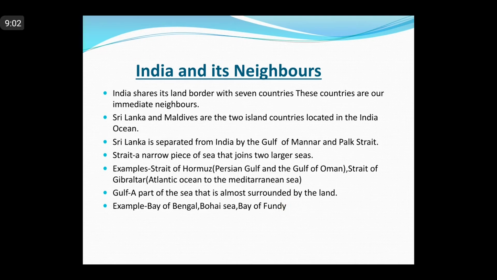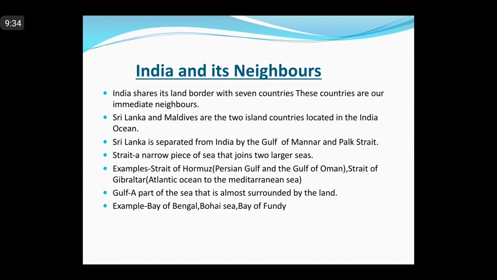Now, what is a gulf? I think you must have read it in junior classes, but anyway, I must remind you that a gulf is a part of the sea that is almost surrounded by land. For example, the Bay of Fundy, Bay of Bengal. So this is the difference between these two: one is a narrow piece of sea that joins, and a gulf is a part of the sea almost surrounded by land.